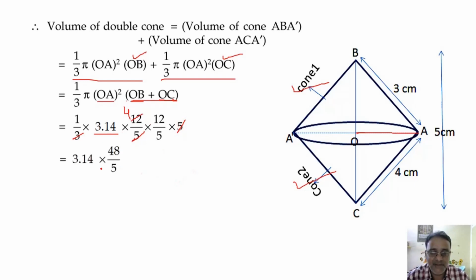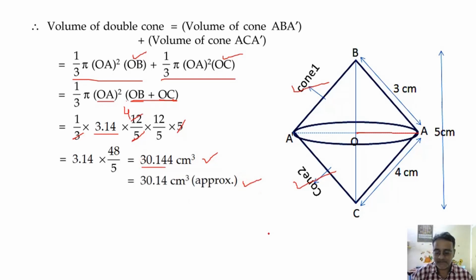So it will be approximately equal to 30.144 centimeter cube. Now round up to 2 places: 30.14 centimeter cube. Any doubt in volume? No, sir. Okay, now we'll move towards surface area.